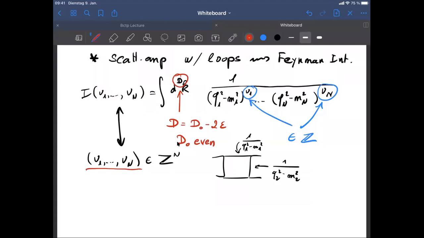Remember that I also allow these exponents to be 0, which means that the propagator is absent. And I even allowed the exponents to be negative, which means that these propagators appear in the numerator. In this way, I can also consider integrals with numerators. So those are the basic definitions that we considered.